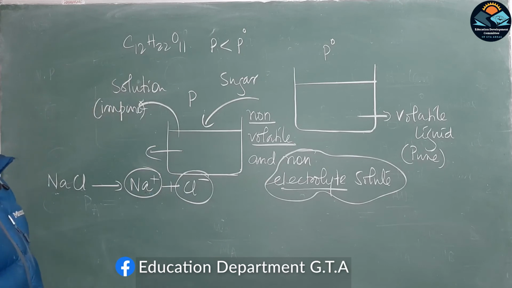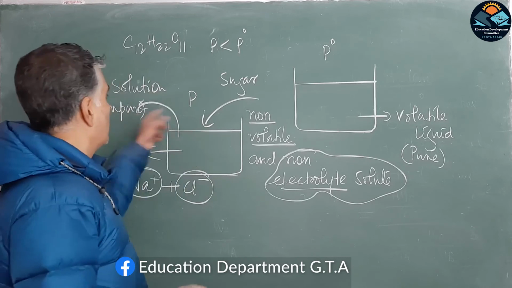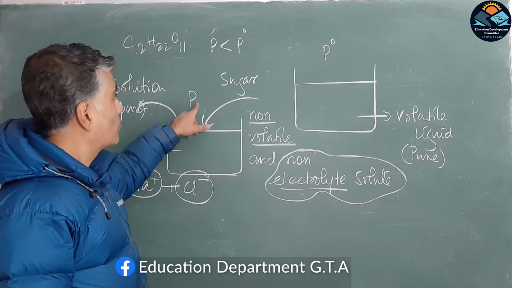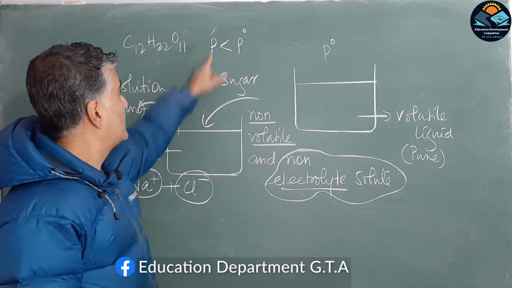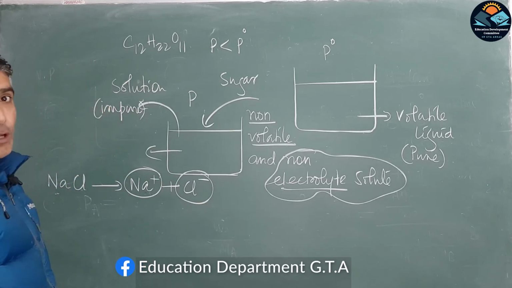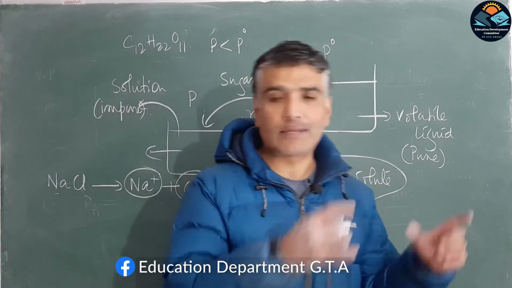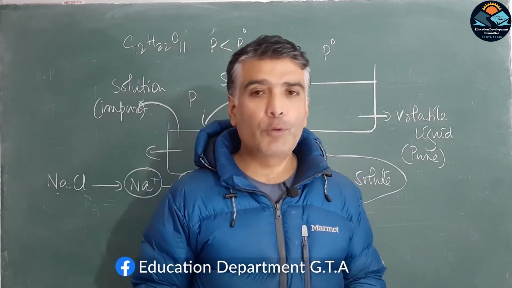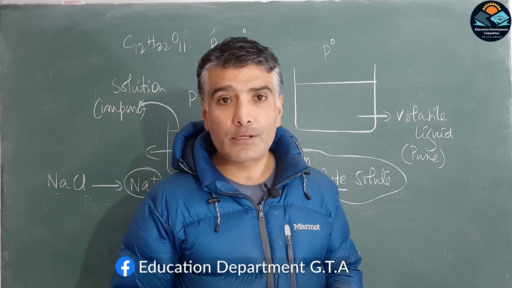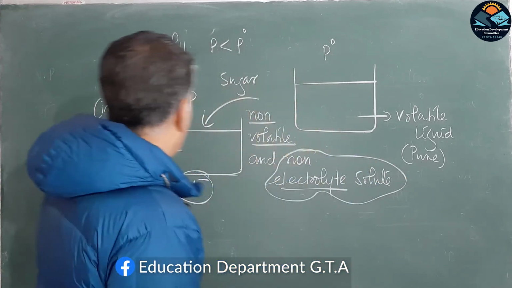So you know that this P is less than P degree. Why? Because vapor pressure in the presence of impurity will always be lowered. So the vapor pressure P of the solution is not going to be the same as P degree. It's going to be less, so P is less than P degree. This effect is called lowering of vapor pressure. When you have a pure liquid, it has a certain vapor pressure, but the moment you add some impurity and prepare a solution, its vapor pressure starts moving down. That decrease in vapor pressure because of the preparation of a solution is called lowering of vapor pressure.